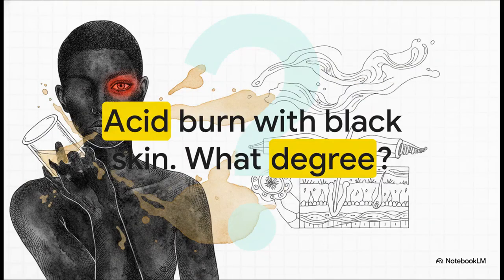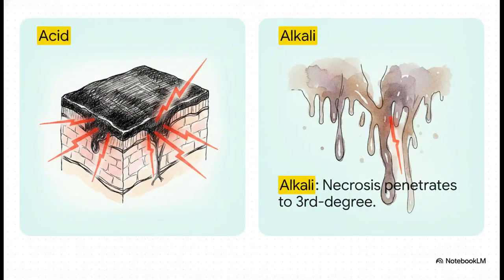All right, let's test your knowledge on a specific chemical exposure. A female patient presents to the surgical emergency after being inflicted by acid. On examination, the skin is black and there is redness of the eyes. What degree of burn will be there in this patient? A. First degree. B. Second degree. C. Third degree. D. Fourth degree. Or E. Fifth degree. The answer is B.